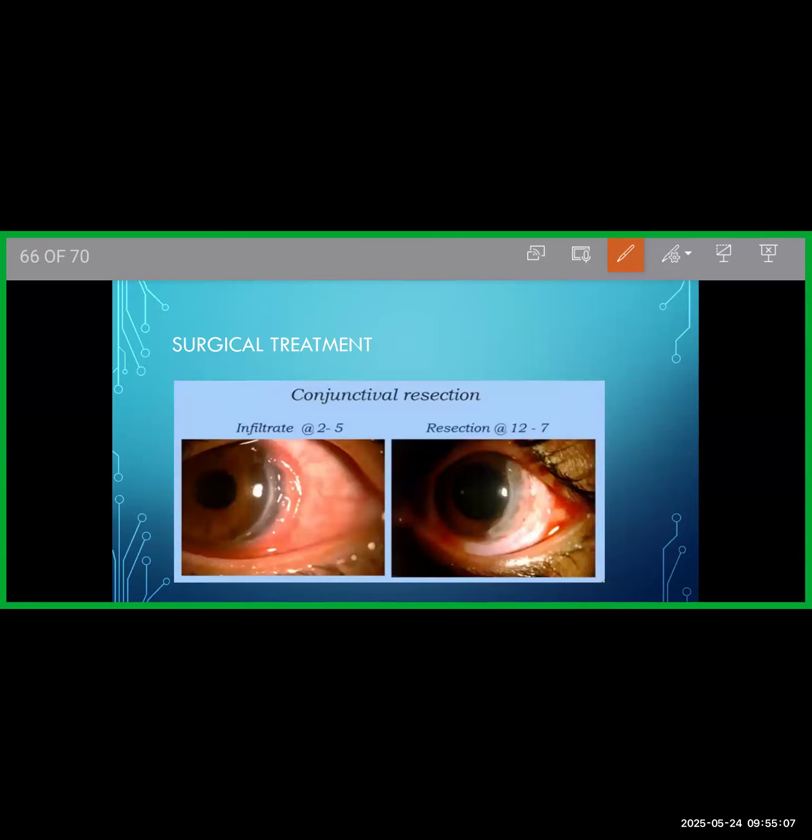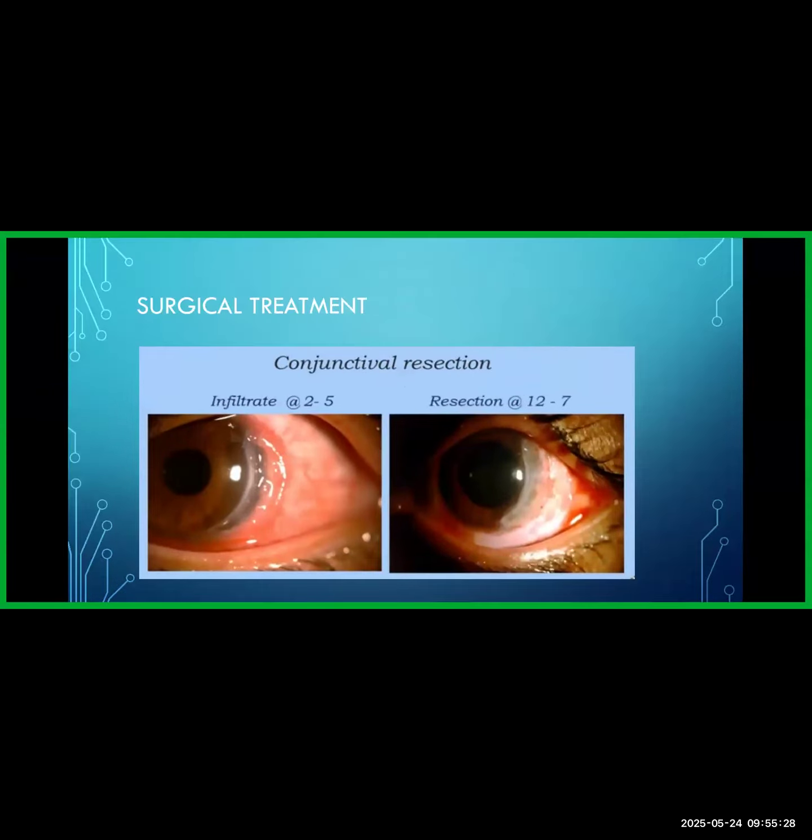In the next slide here, you can see the two pictures. The first one is the patient with the Mooren's ulcer. Now, the resection that is done, you can appreciate that it was extended about 4 millimeter beyond the corneal limbus. That is from here.